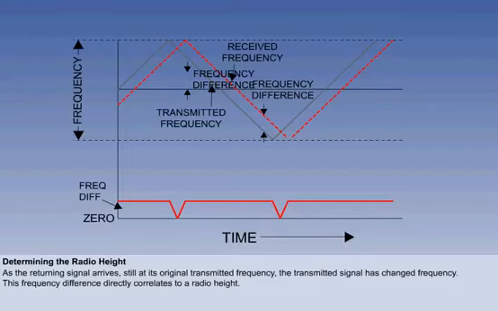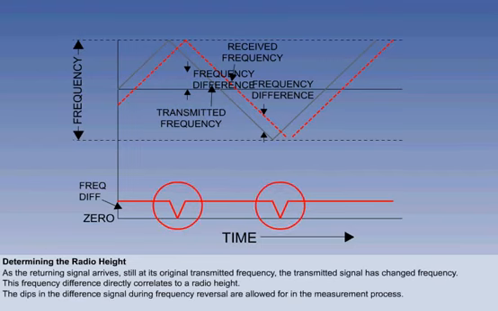However, the frequency difference remains the same. It is just negative instead of positive now. This is not a problem as long as we measure the absolute value of the difference and ignore its sense. This method of measurement means that we get a dip in the difference frequency when the frequency modulation reverses direction. However, the measurement system is designed to cope with and allow for these dips, so they do not affect its accuracy.